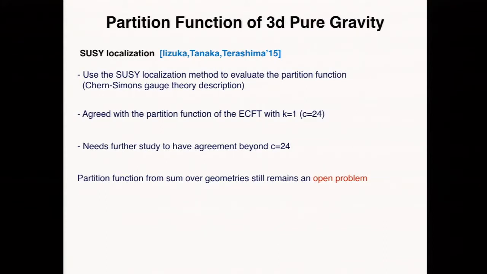Now, recently there's work by a Japanese group using supersymmetric localization, and they have again calculated the partition function when your supersymmetry is very small. They basically use the Chern-Simons field approach to 3D gravity, where you can introduce fermionic partners of the variables for the Chern-Simons terms. Then one can use localization. They can calculate the partition function for the k equal to 1 case, but they couldn't go beyond. And also, there again, the sum over geometry remains an open problem.